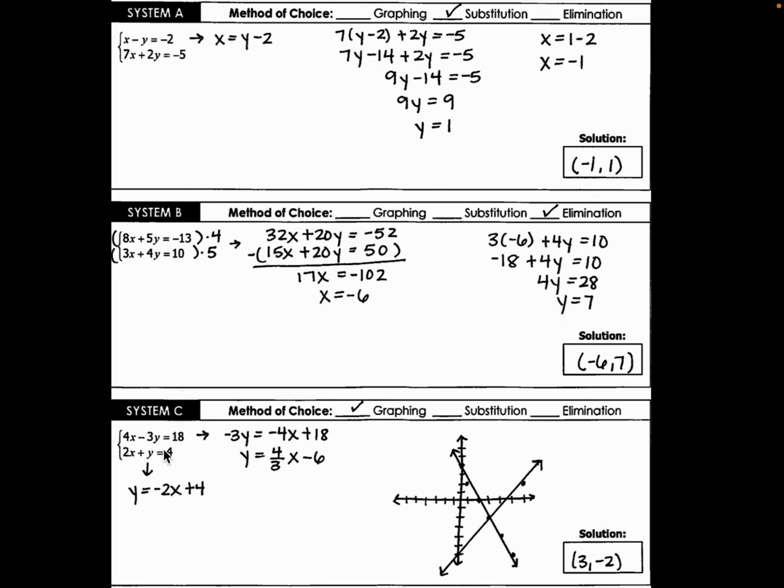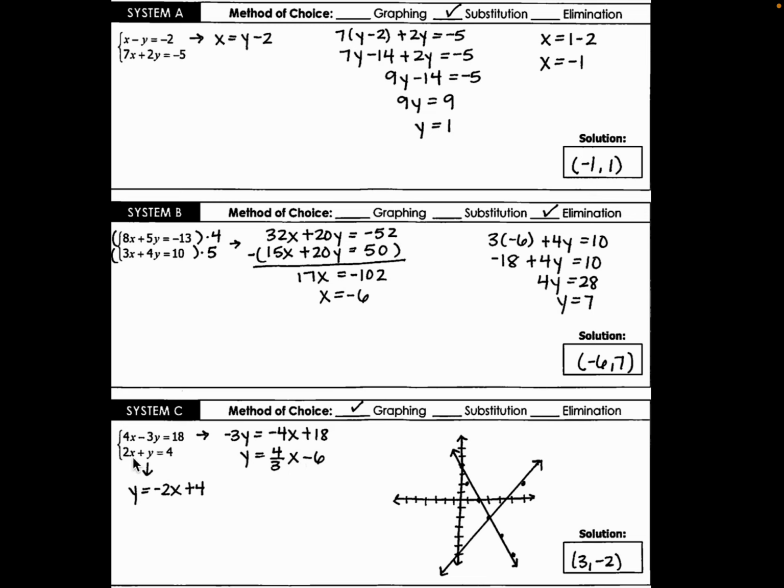We're going to use graphing for this example, but remember, in order to graph, we need both of our equations to be y equals. So to solve this top equation, we're going to move this x to the other side, and once we do, it becomes a negative 4. We divide everything by negative 3, and we end up with y equals 4/3 x minus 6.